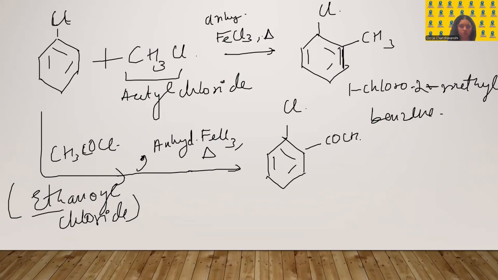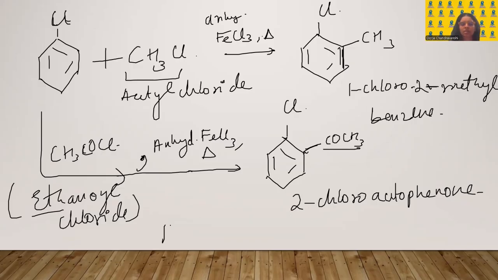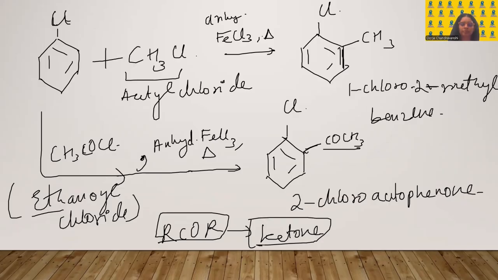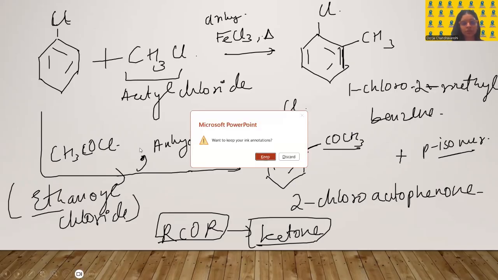And COCH3. What is the name of this compound? This is 2-chloroacetophenone. With COCH3, basically, this is RCOR. RCOR we know is the common name of the ketone compound, along with the para isomer. The para isomer will be drawn in all of these cases.